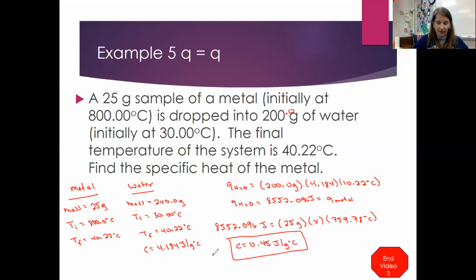So then I look on my reference chart so I can identify the metal. I look for something that has 0.45 joules per gram degrees Celsius, and I can see that this metal is going to be iron. Okay, so that's how you do Q equals Q problems. And if there's any questions, don't hesitate to reach out. Thanks.